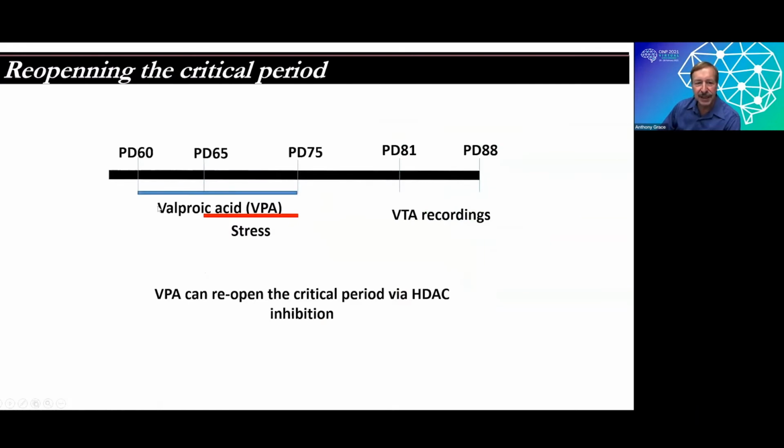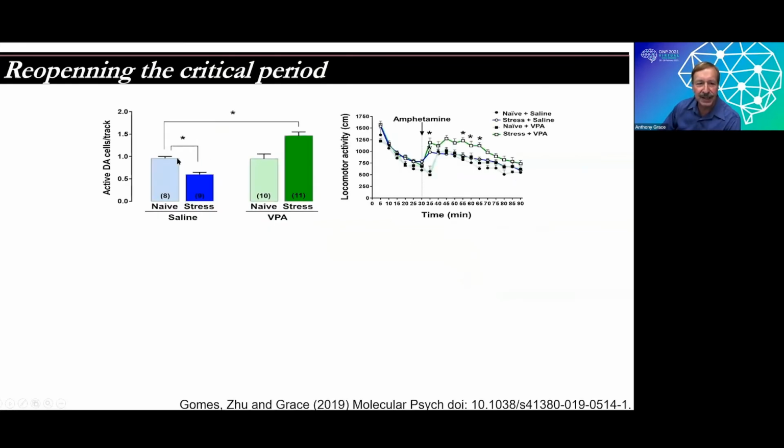So what we did is to give valproic acid starting at adult postnatal day 60. And then we started giving the combined stress at postnatal day 65 to 75, and did our measures a couple weeks later. And what we found is that in the naive animal, the stress caused a decrease in dopaminergic neuron firing. But with valproic acid, the same stress now caused a more schizophrenia-like increased number of dopaminergic neurons firing.